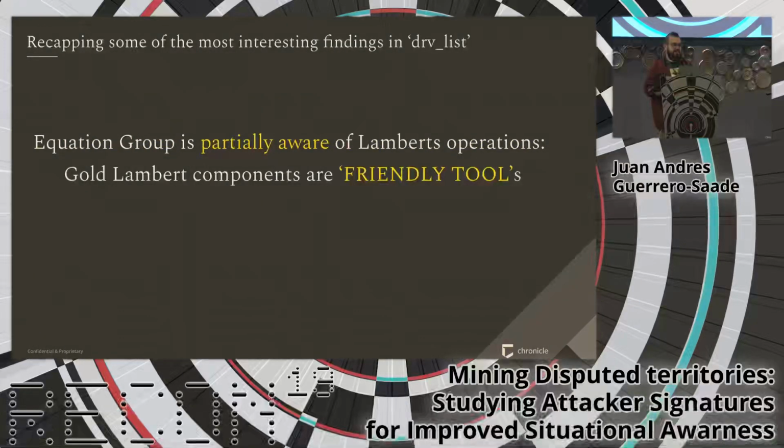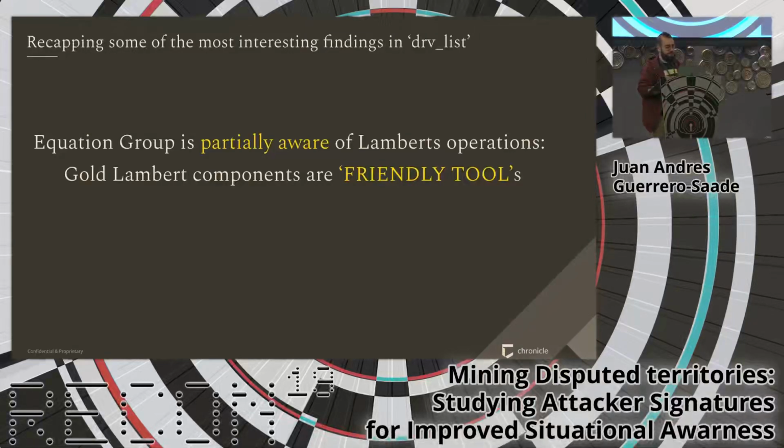Another thing is, I might be using names that people are unfamiliar with, so feel free to just shout at me. But Equation Group, which we equate with the NSA as far as Shadow Brokers goes. There's another group called the Lamberts, which people equate with Vault 7 and the CIA side of the house. These two haven't really crossed in a lot of ways, but when you look at the driver list, there's something interesting. At least for Gold Lambert, for one of their components, we see them referring to it as a friendly tool. Please pull back. So this is a case of deconfliction where you can say, hey, these two threat actors are aware of each other.